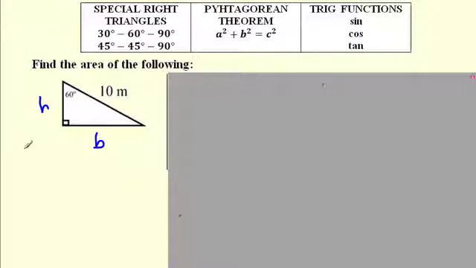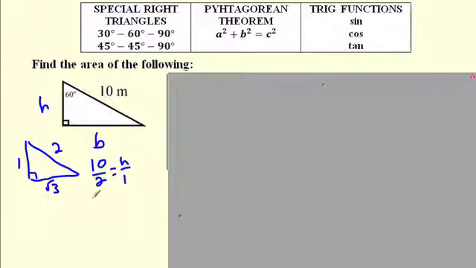If you remember back to 30, 60, 90, we can go back to a similar triangle where the small side is 1, the big side is 2, and the medium side is radical 3. So if I want to find the height, what do I say? 10 is to 2 as h is to 1. And h over 1 is just h, so this is really 5. So I can say, okay, no problem, h is 5.